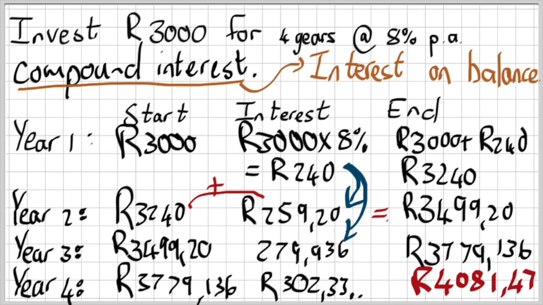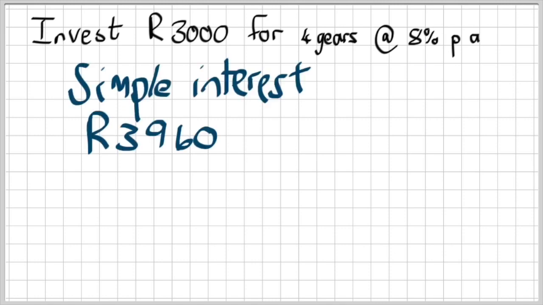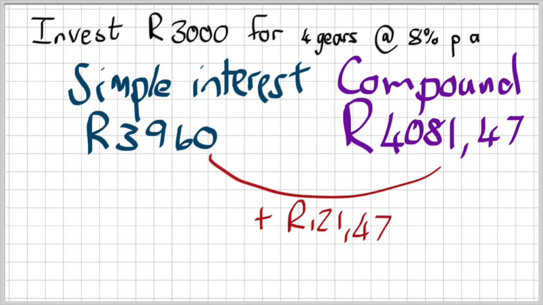Interestingly enough, ladies and gentlemen, we want to compare what would have happened with simple interest and what would have happened with compound interest. If I look at the sum and I compare simple interest, I would have gotten 3,960 Rand versus compound interest, which is 4,081 Rand and 47 cents. Already on a very small amount of 3,000 Rand, I am earning an extra 121 Rand and 47 cents simply by doing compound interest.